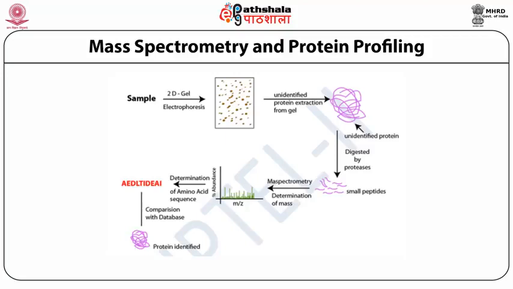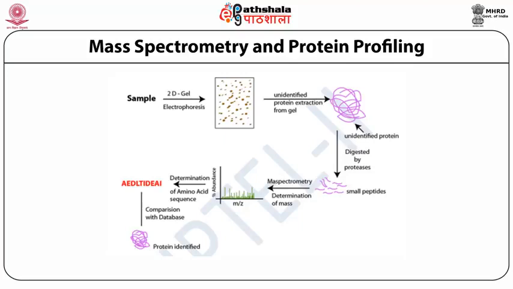and the proteins extracted from the gels will later be digested by proteases. These proteases cut the proteins into small peptides, and these peptides will be studied using mass spectrometry methods, which will determine the mass of those peptides. The output of the mass spectrometric method, which determines the masses of various peptides, is in the form of peptide mass fingerprinting.